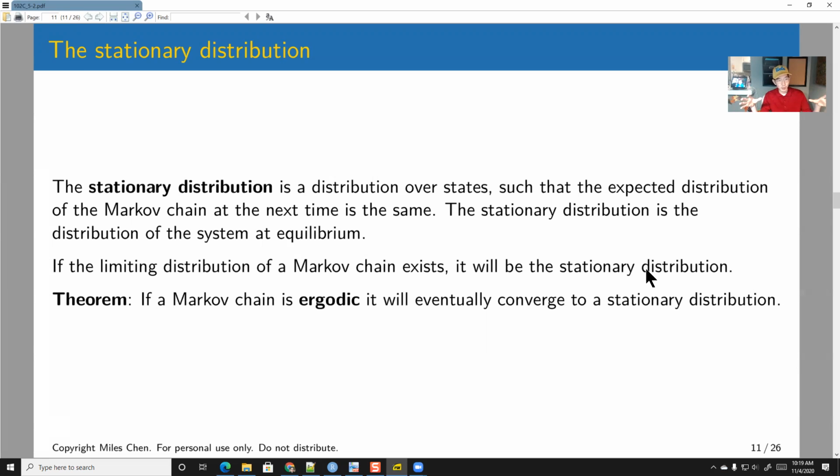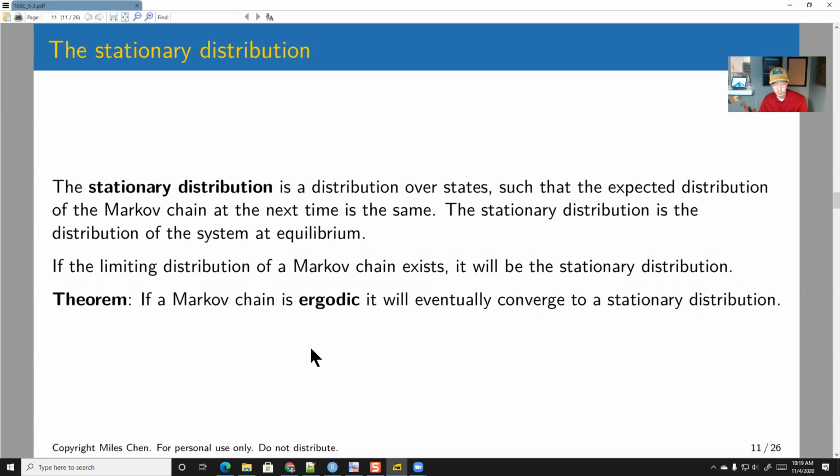If it's at equilibrium, things might still be moving around, but everything's kind of balancing each other out, so that if you are at the stationary distribution at this current step, we're expecting you to be at the stationary distribution at the next step as well, okay? And so if the limiting distribution of a Markov chain does exist, it's going to be the stationary distribution.